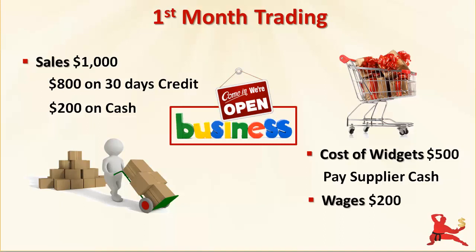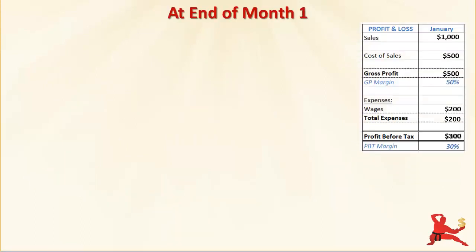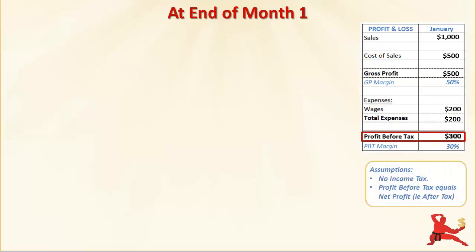Now, let's look at what your accounts show you about this first month of trading. Let's start with the profit and loss. You made sales of $1,000. The widgets cost $500. That's your cost of sales or cost of goods sold. So you have a gross profit of $500. Then you had to pay wages. So that leaves you with a profit before tax of $300. I'm going to ignore the impact of taxes for the time being. Let's assume that income tax is 0. So profit before tax is equal to net profit after tax.